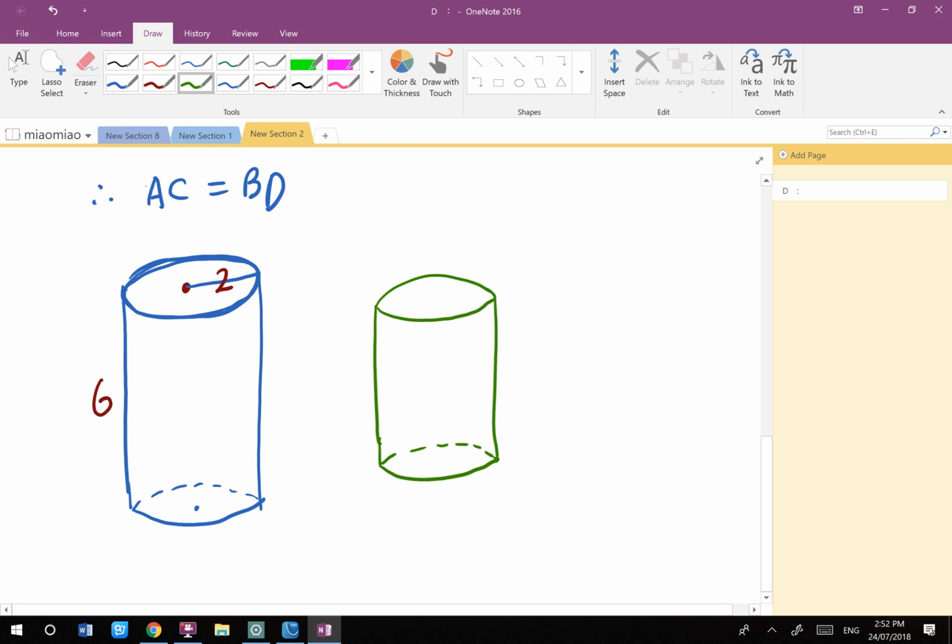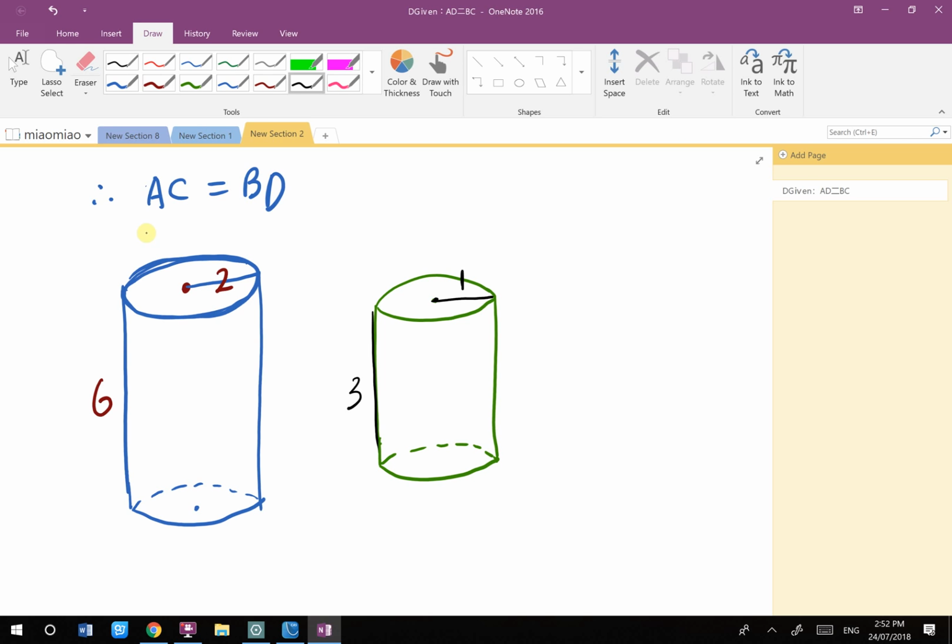For example, this one. For these two cylinders, I know I'm not drawing to scale, but for cylinders there are two parameters that decide the cylinder. One is the radius, how big the circle is, and one is the height. That's the only two factors we have for a cylinder. These two cylinders will be similar, because the radius has a half relationship and the height has a half relationship.